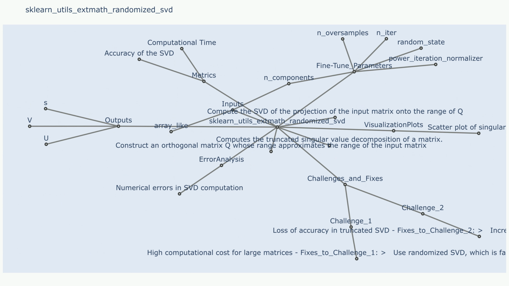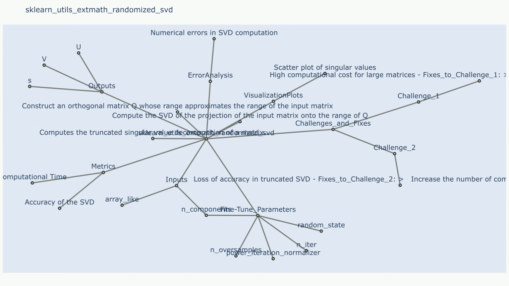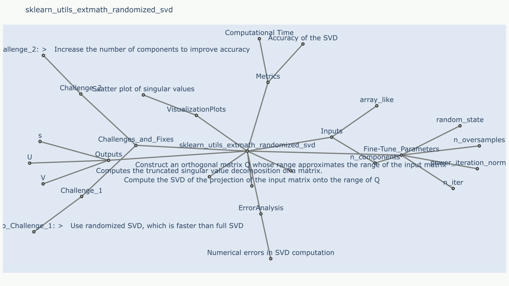Scatter plot of the left and right singular vectors. A scatter plot of the left and right singular vectors can be used to visualize the relationship between the singular vectors. Fine-tune parameters: n_components. This parameter controls the number of singular values and vectors to compute. Increasing this parameter will improve the accuracy of the algorithm, but it will also increase the computation time.